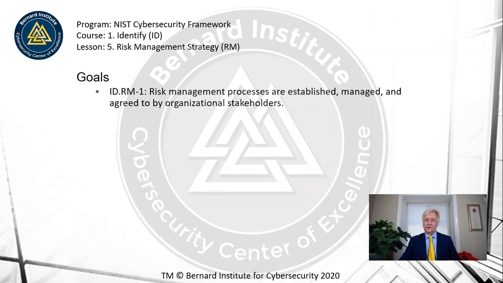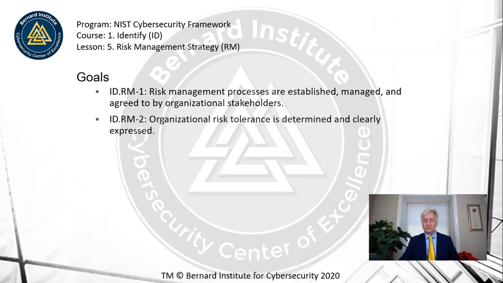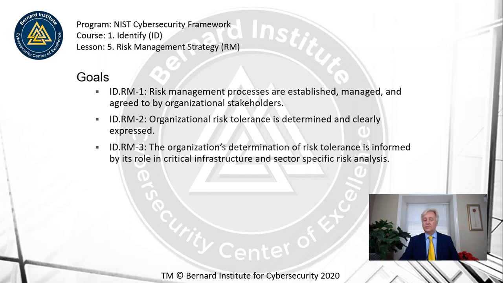The goals for the risk management strategy are: number 1, risk management processes are established, managed, and agreed to by the organizational stakeholders. Number 2, organizational risk tolerance is determined and clearly expressed. Number 3, the organization's determination of risk tolerance is informed by its role within the critical infrastructure or the sector-specific risk analysis.